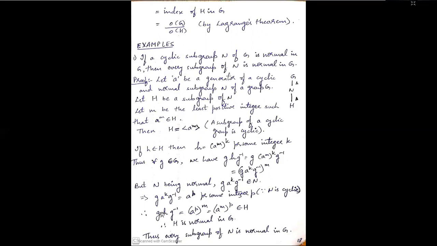So I can write this as g h g inverse is equal to (a^p) whole to the power m, or I can write this as (a^m) whole to the power p. Now this is an element of H, since H is the subgroup generated by a^m, so (a^m)^p also belongs to H. Therefore H is normal in G. So we can conclude that every subgroup of n is normal in G. If it is normal and cyclic, then every subgroup will be normal in G.